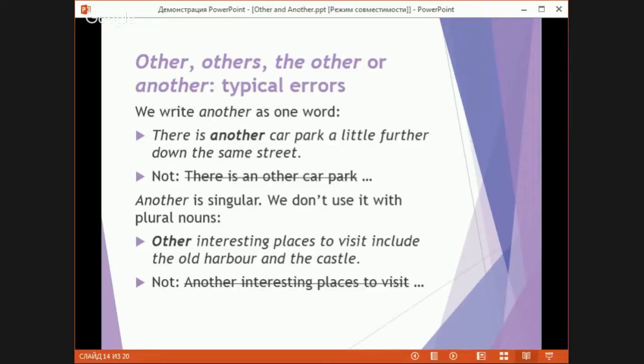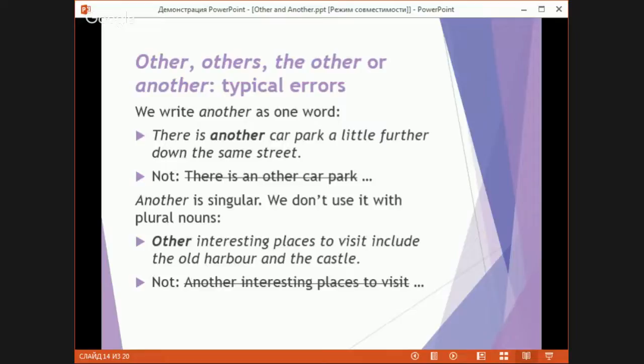And the last slide about errors. We write another as one word, not separately. There is another car park a little further, and another is always singular. We don't use it with plural nouns.